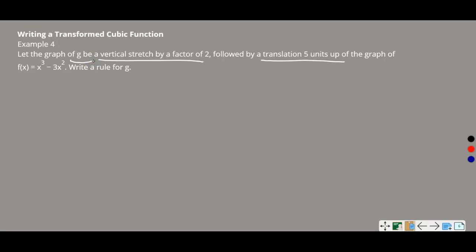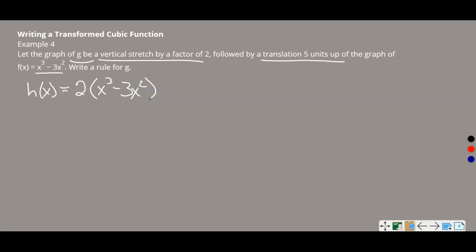But since we're going to do this in 2 parts, let's not start with g of x. Let's start with, say, h of x. So let's say the first thing we do is say h of x is simply going to do a vertical stretch by a factor of 2. Because it's a vertical stretch, I know that's going to be a 2 outside of my parentheses. It's going to be 2 times f of x, so 2 times all of this function here: x cubed minus 3x squared.